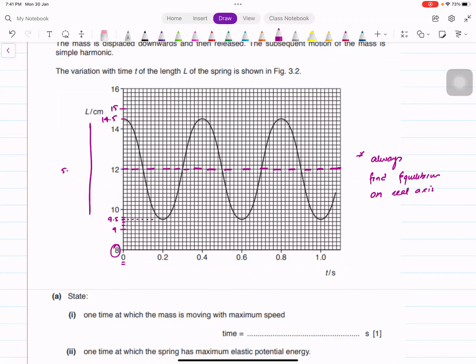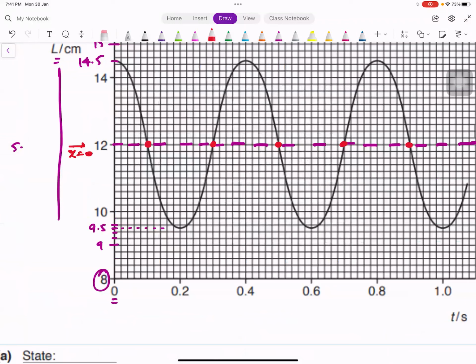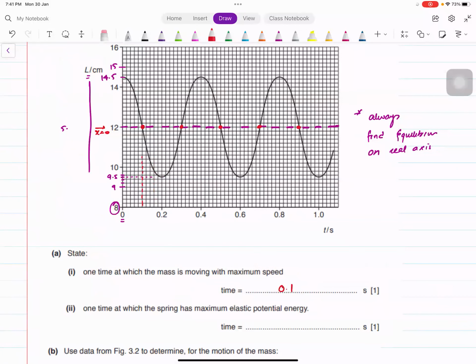One time when the mass is moving at maximum speed. Now this is a displacement-time graph. When the displacement is 0, it is at this point, this point, this point, and this point. You agree? So at all these points, displacement is 0. How do I know this? Because this is the equilibrium point. So this time has to be this one, which is 0.1, right? So I can write 0.1, and that's my answer. Is that clear?